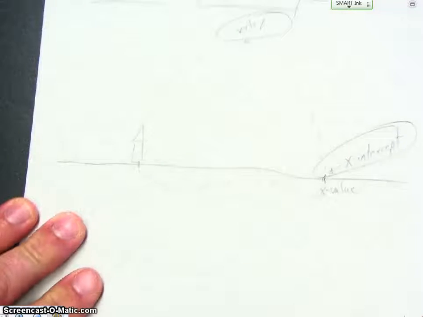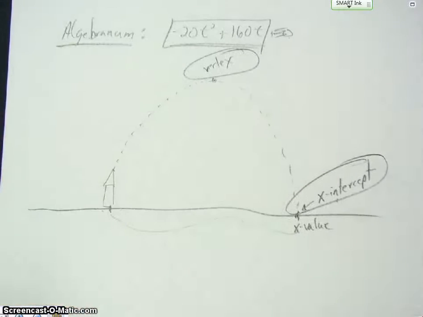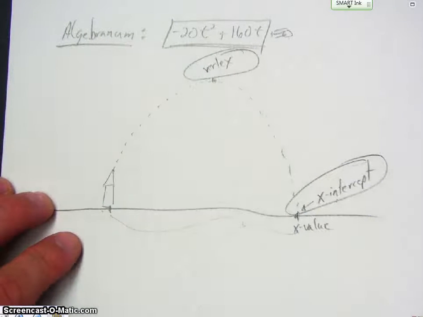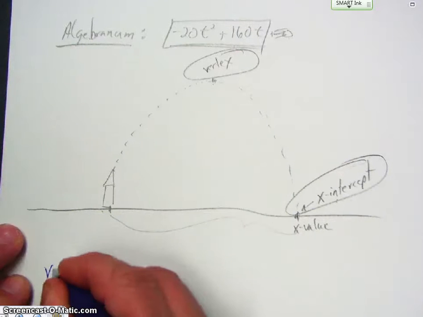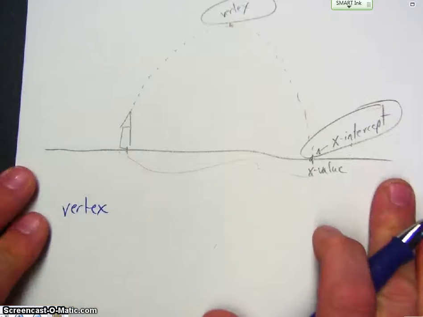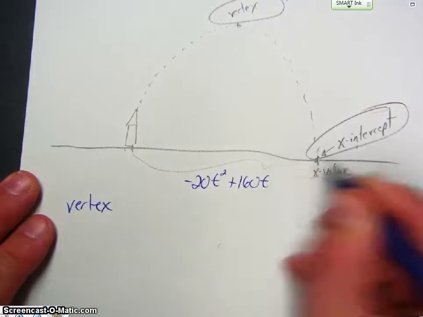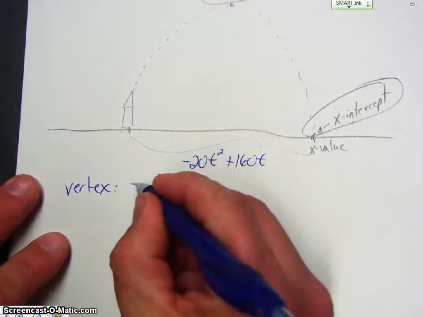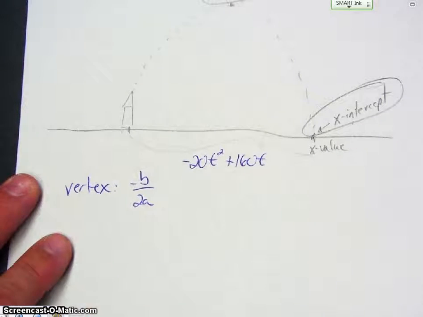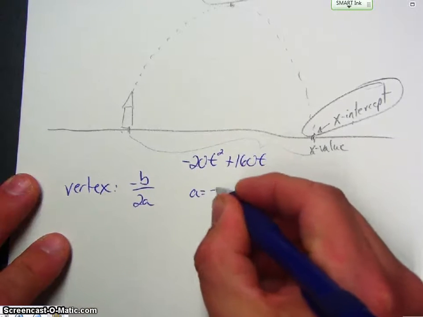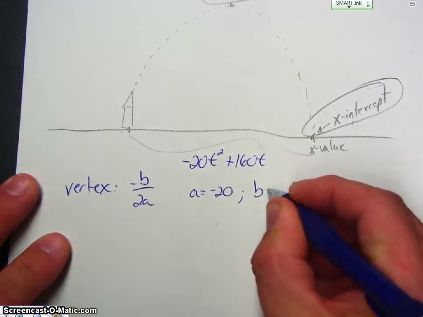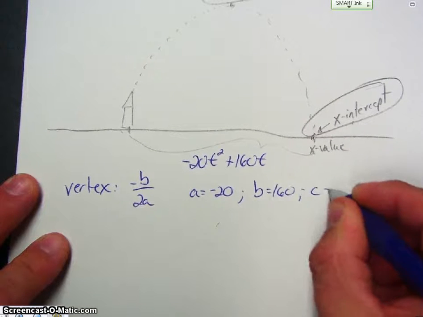All right, so now what we're going to do is find the vertex. Sorry about that, folks. So let's find the vertex. To find the vertex given standard form, we have to rewrite the equation again. For the vertex, we've got to use the negative b over 2a method. So here a is negative 20, b is 160, and c is 0.